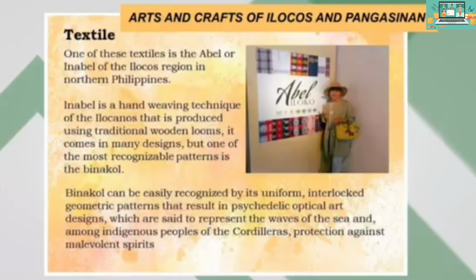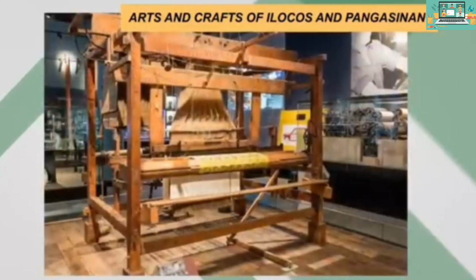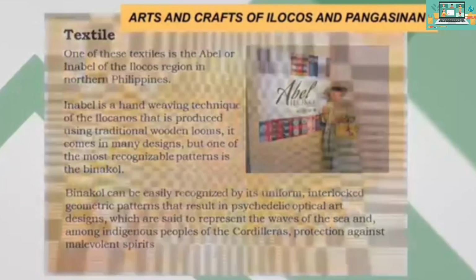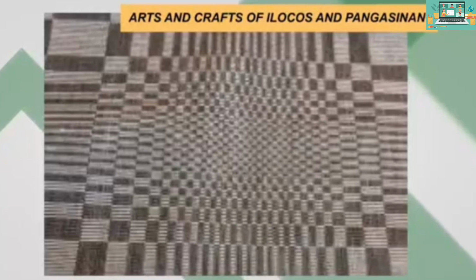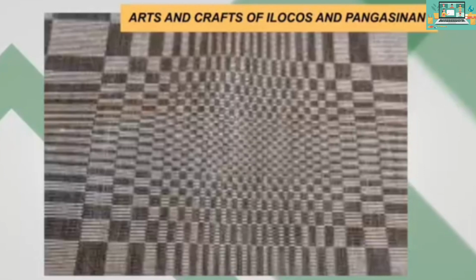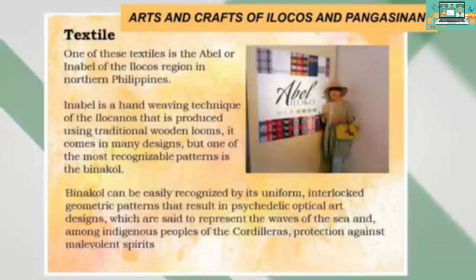Inabel is a hand-weaving technique of the Ilocanos that is produced using traditional wooden looms. It comes in many designs, but one of the most recognizable patterns is the binakol. Traditionally, the Itneg tribe from northern Luzon made blankets in this design. They believed that evil spirits hovered overhead and preyed on sleeping souls. The blankets in the dizzying designs are believed would confuse and distract the evil spirits. This only proved that these textiles were not only made beautifully but also possessed significant meanings.